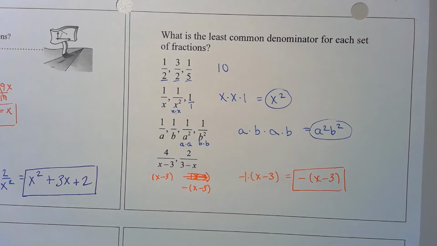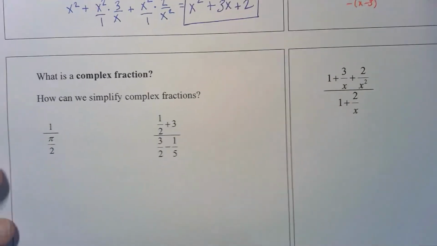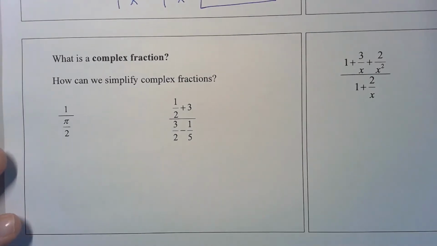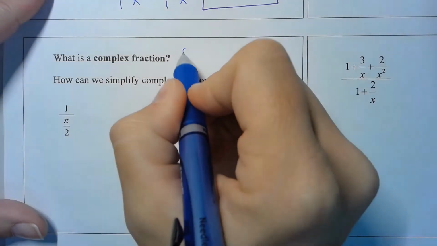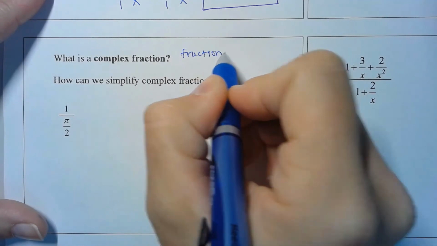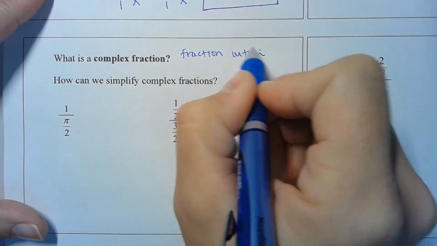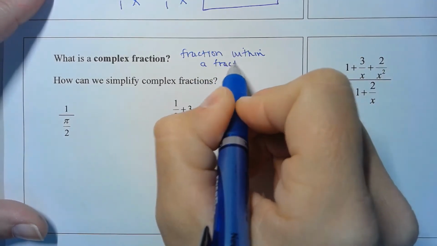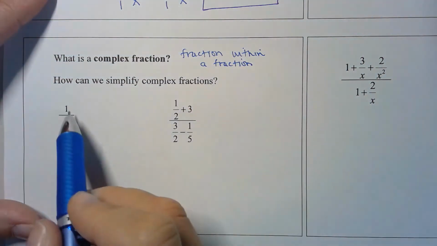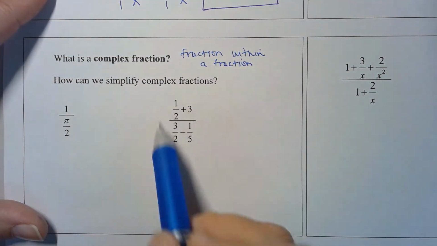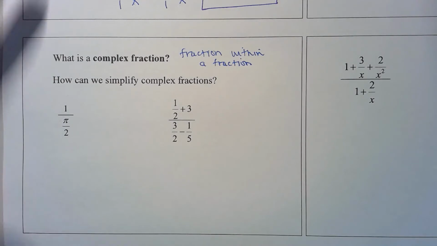Okay. All right. Good little review there. All right, so let's get into it. So what is a complex fraction? We've already answered this. A complex fraction is when we have a fraction within a fraction. And you can see two great examples below here, right? Within the fraction, I've got a fraction. Within the fraction, I've got three fractions. Okay. How can we simplify them?